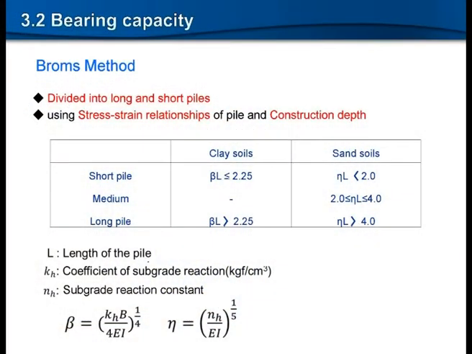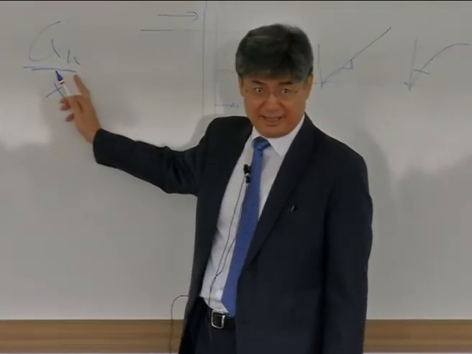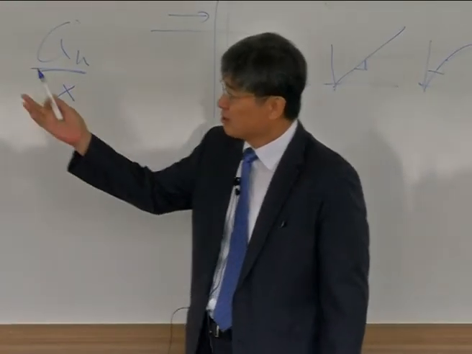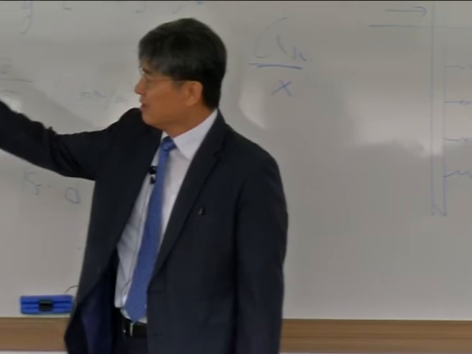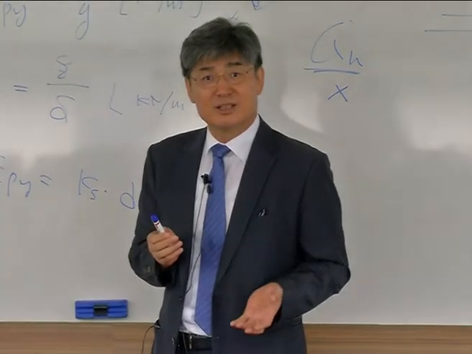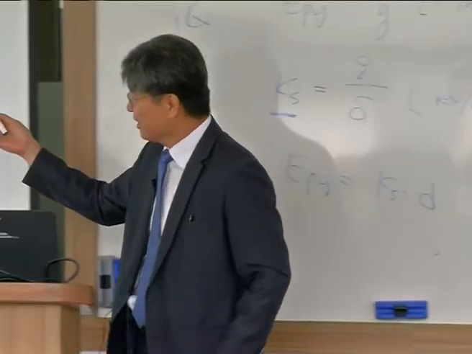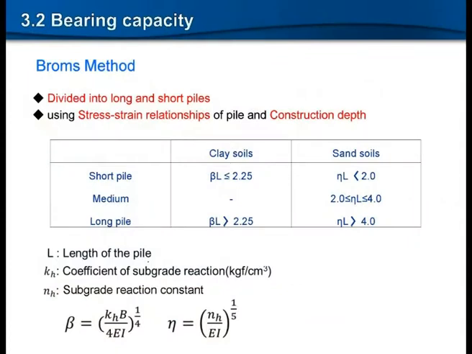I told you about the horizontal one. Conventionally, Brinch Hansen, maybe in 1964, proposed a method to calculate the horizontal bearing capacity of a horizontally loaded pile. His method is very old, but you can still see it in the textbooks. I'm just showing it here. He made some assumptions.